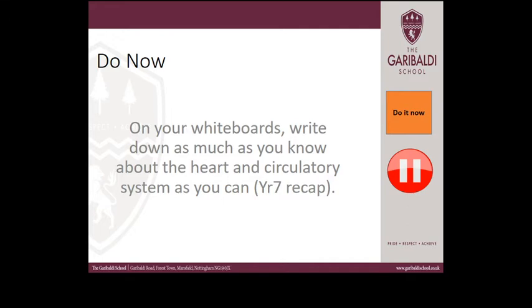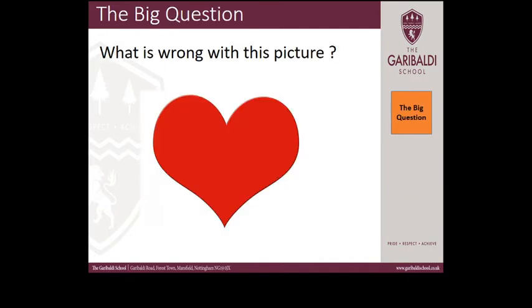Okay, perfect. So the big question is, what is wrong with this picture? Have an idea? If you have an idea, just write it down on your whiteboard. What is wrong with this picture?